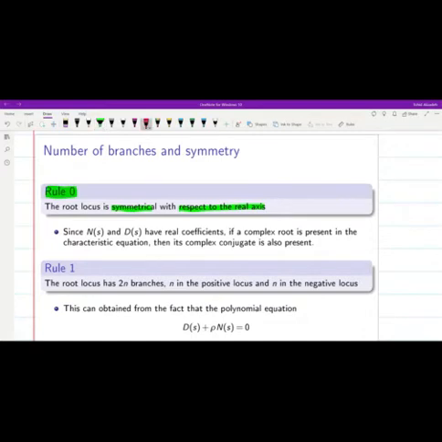So when we want to draw the Root-Locus, we will draw it in the S-plane where we have the real axis and the imaginary axis. This rule tells us that the Root-Locus will be symmetric with respect to the real axis. It should be kind of obvious because the Root-Locus shows us the location of the closed loop poles of the system.